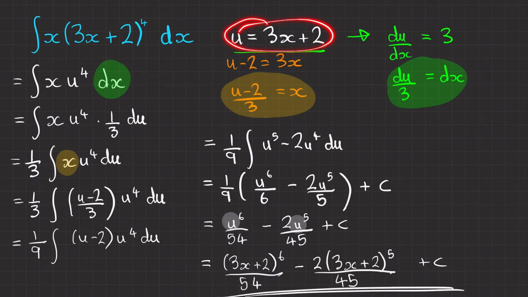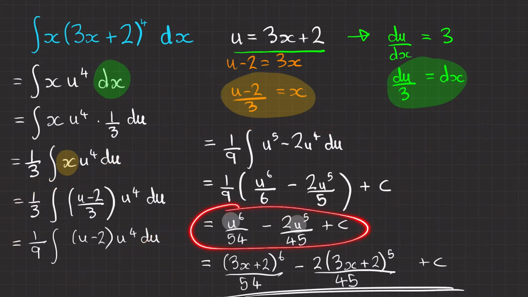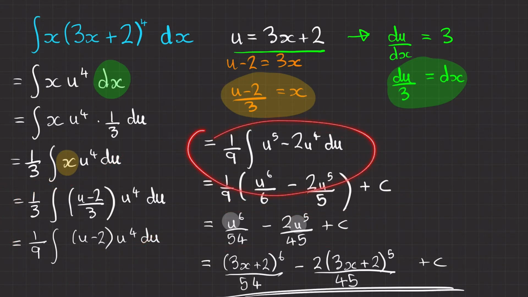We've substituted u in, we've replaced dx with the du equivalent, we've replaced the x with the u equivalent, we simplified it down and integrated obviously, and then at the very end we substituted our u value back in.